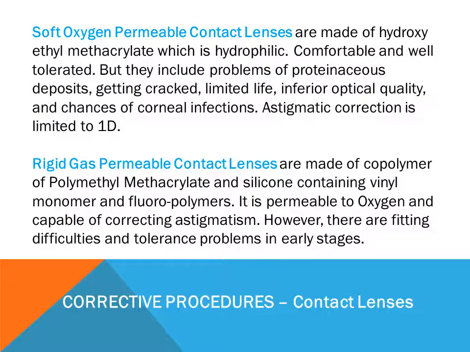Corrective procedures by contact lens. There are two types of contact lens, that is soft oxygen permeable contact lens and rigid gas permeable contact lens. Soft oxygen permeable contact lenses are made of hydroxyethyl methacrylate, which is hydrophilic, comfortable and well tolerated. But they include problems of proteinaceous deposit and getting cracked. It has limited lifetime, inferior optical quality and chances of corneal infection. Astigmatic correction is limited to 1 diopter.